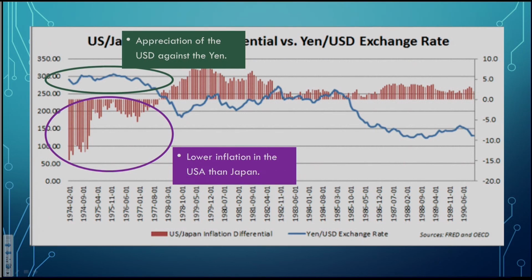Of course, we could look on the other end as well, right? If I look at that end of the graph, we see that the United States has the higher inflation compared to Japan, and what do we see? We see depreciation of the currency. So the theory appears to hold up here. Let's look at it another way.